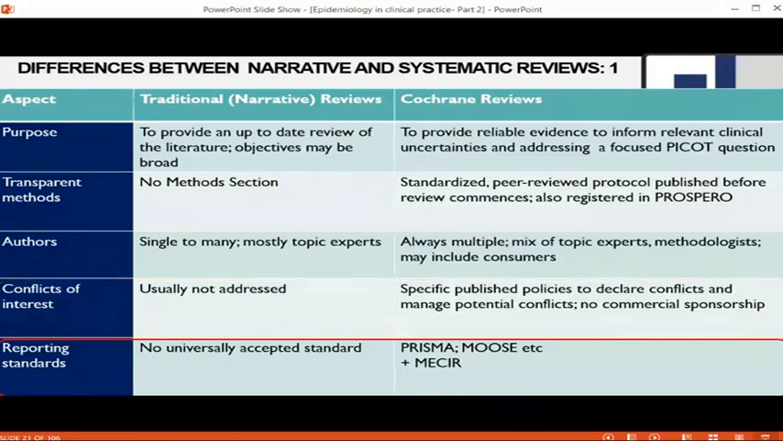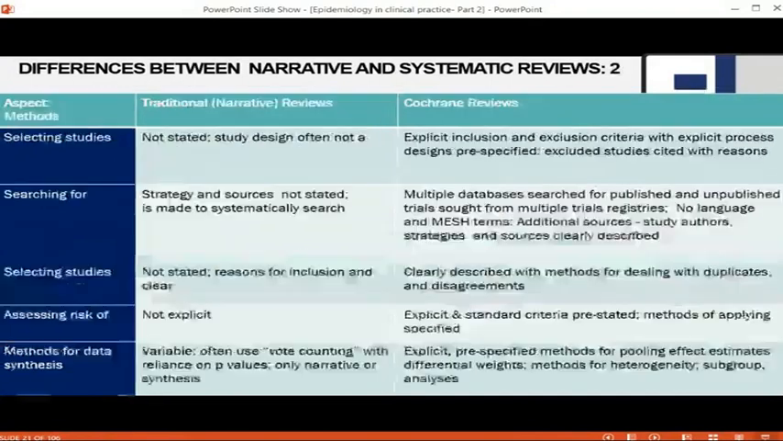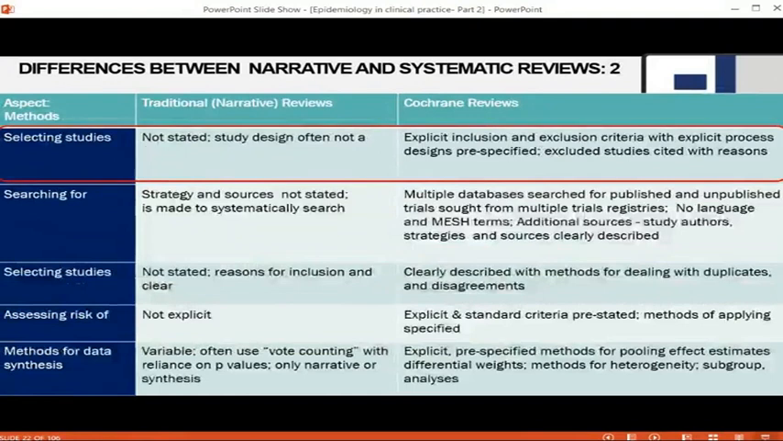The other important difference is that there are no real standards for how you write a review article, but there are very clear reporting standards for Cochrane systematic reviews like PRISMA. And other differences are that, in a Cochrane review, the protocol is very, very detailed. It tells you this is the kind of studies we're looking for, these are the kind of studies we will exclude. And when you actually find the studies, whichever studies you exclude, you will say these are the studies we excluded and the reasons why we excluded them.